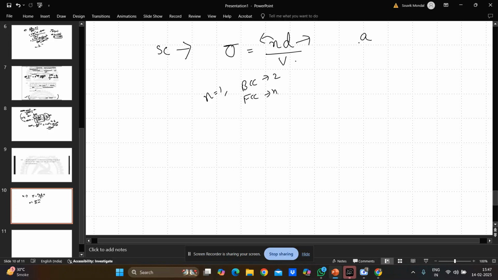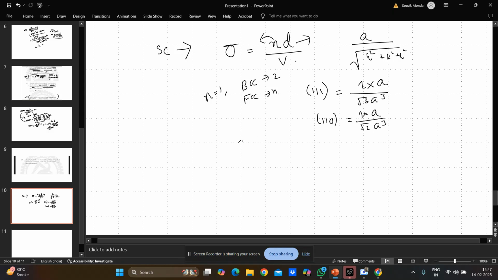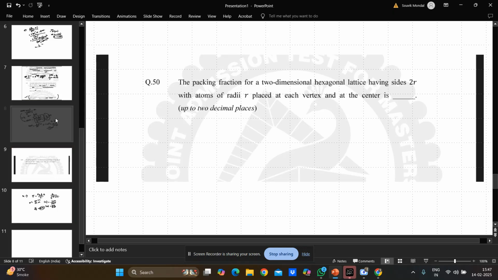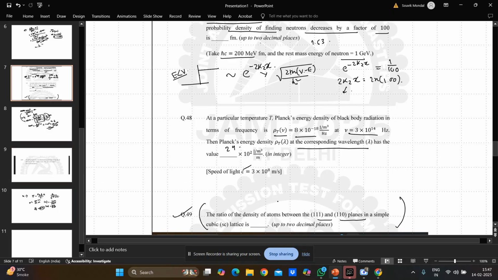If a is the primitive lattice vector for all the three edges, then d is simply a by the square root of h square plus k square plus l square. So for the 1 1 1 plane, you can correctly figure it out. It is a by root 3 a cube, and for the 1 1 0 plane it will be 1 into a by root 2 a cube. So the ratio will be root 2 by 3. It is 0.816 something, so up to 2 decimal places, 0.82 will be good.